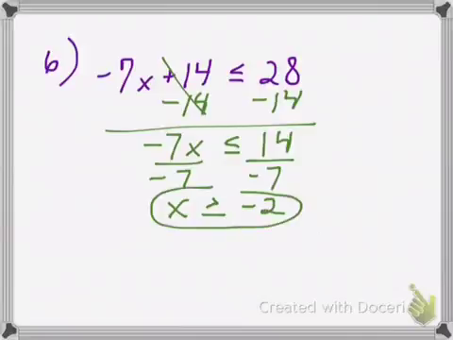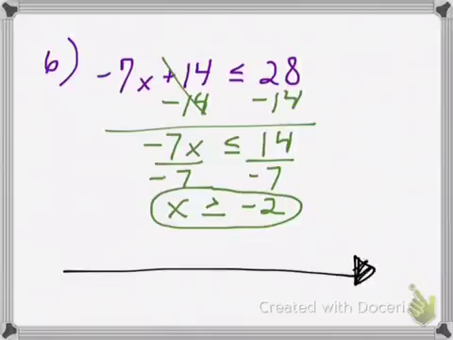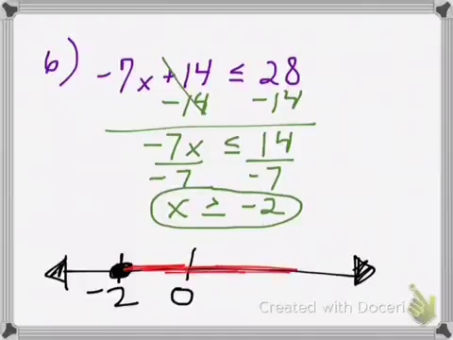So that's my solution, so now I have to just graph it. Mark off my 0, plot negative 2. Since it's greater than or equal to, I use a closed circle. And it's saying any number greater than or equal to negative 2 will make my inequality true. So any number to the right of negative 2 and negative 2 itself will make my inequality true.